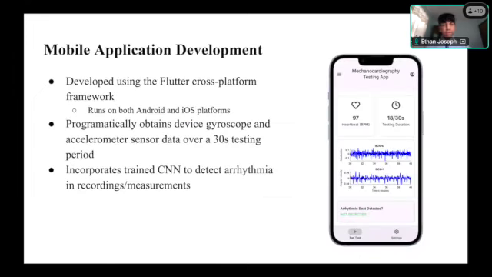So a mobile application was developed to facilitate an intuitive and easy to use clinical testing process. So this was developed using the Flutter cross-platform framework, meaning that it's able to run on both Android and iOS platforms, and it's able to programmatically obtain device gyroscope and accelerometer information over a 30-second testing period, process this data, and then feed it into the previously trained convolutional neural network to actually classify arrhythmia in those recordings.